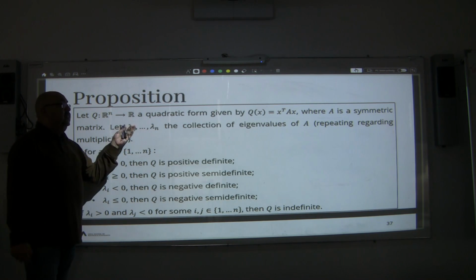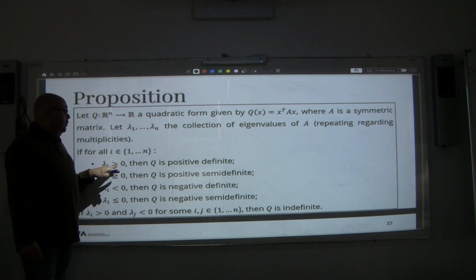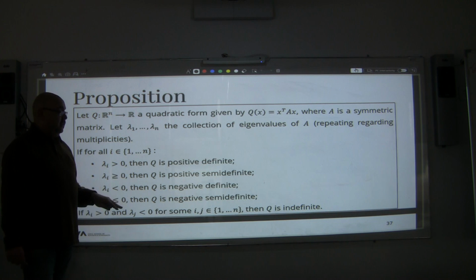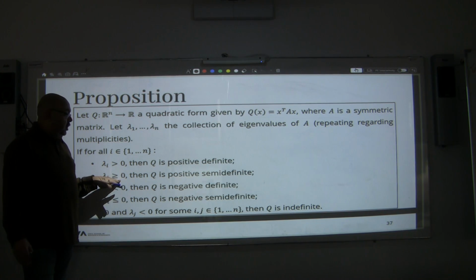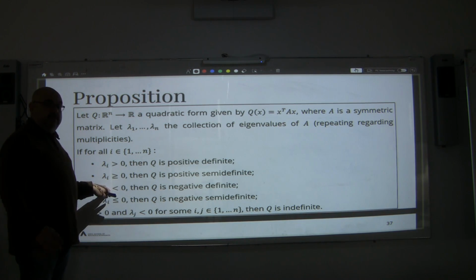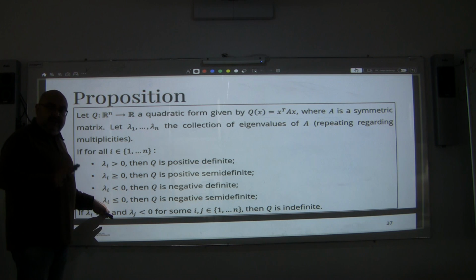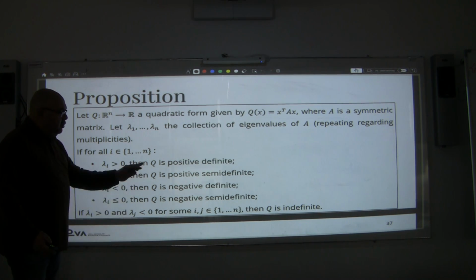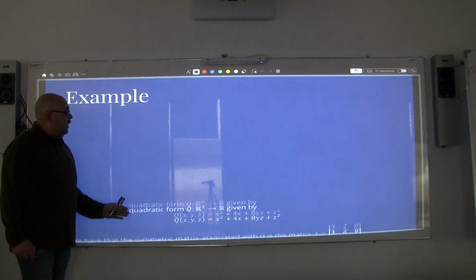So if you evaluate the eigenvalues relative to the quadratic function, if all of them are greater than 0, you will have positive definite. Non-negative, which means greater than or equal to 0, you will have positive semi-definite. If all of them are less than 0, they will be negative definite. If less than or equal to 0, negative semi-definite. If some values are positive and others are negative, then you will have the indefinite case. This is very clear for the eigenvalues.